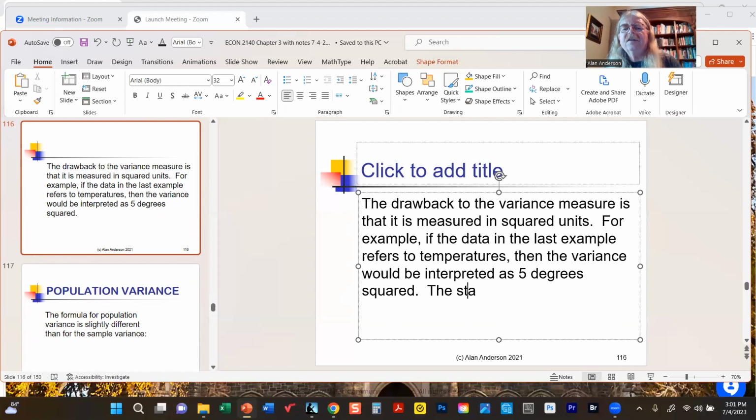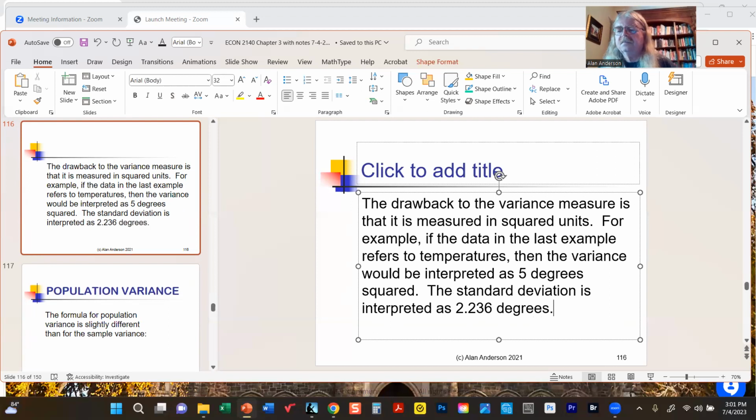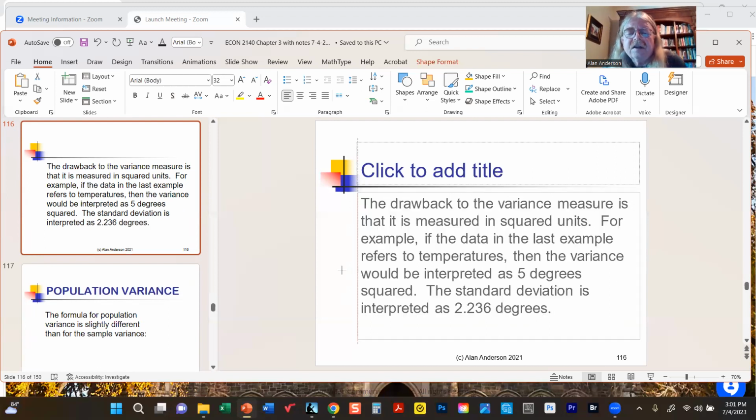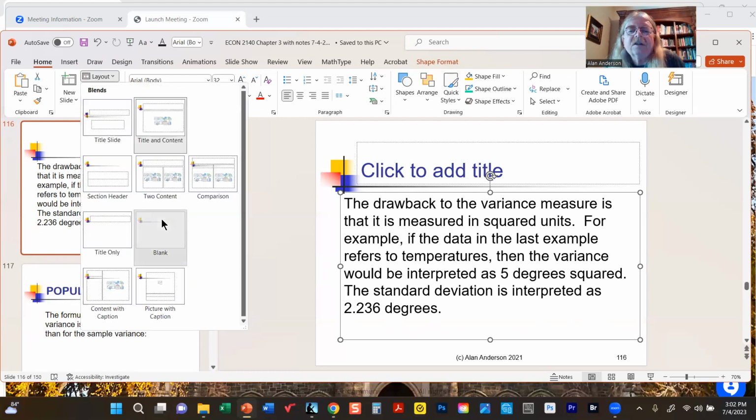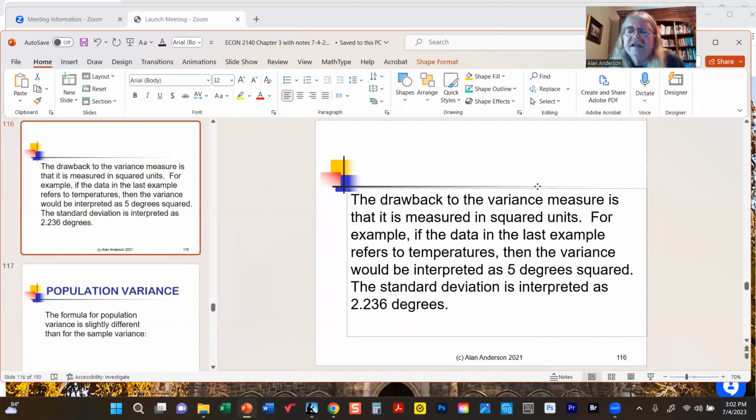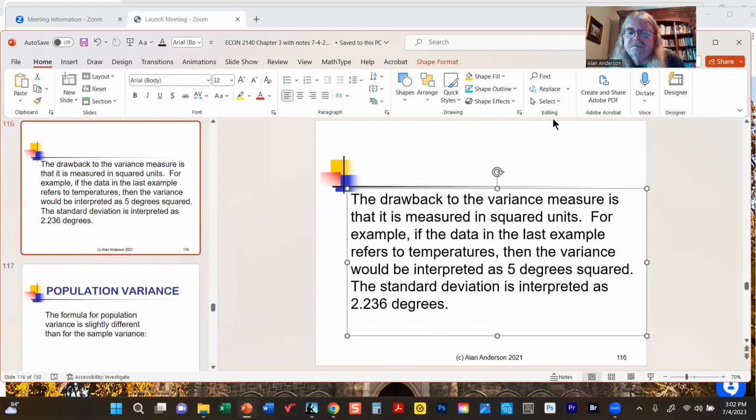So standard deviation is interpreted therefore as 2.236 degrees. So the advantage of the standard deviation is that it is measured in the same units as the actual data that we're working with. So why don't we go directly to the standard deviation? Well, the thing is, you have to calculate the variance first in order to get to your standard deviation. So that's why you can't just say, well, what the heck, let's just get rid of the variance. You need that first in order to actually calculate the standard deviation.